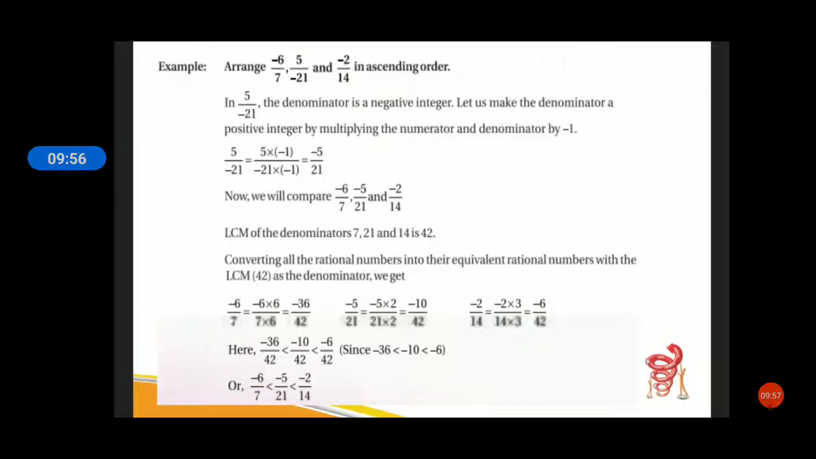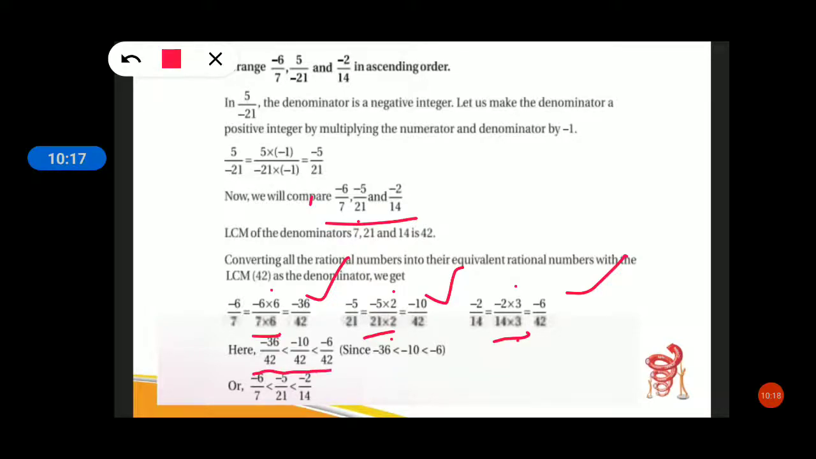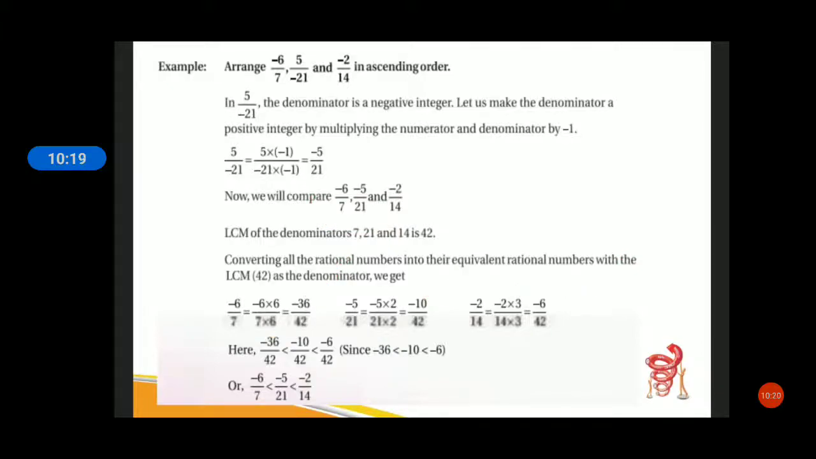After that what you need to do? You need to multiply with the denominators. You need to make it an equivalent fraction. In the 7 table, how many times will 42 go? 6 times. So you need to multiply both numerator and denominator by 6. Again 21 table, 2 times 42, so into 2, into 2. Again in the 14 table, 14 3s are 42. So numerator also into 3, denominator also into 3. Now for all we have got the same denominators. Understood students? Same denominators we have got.